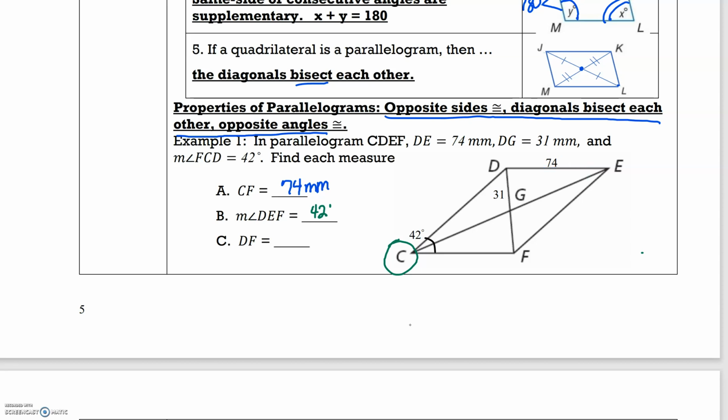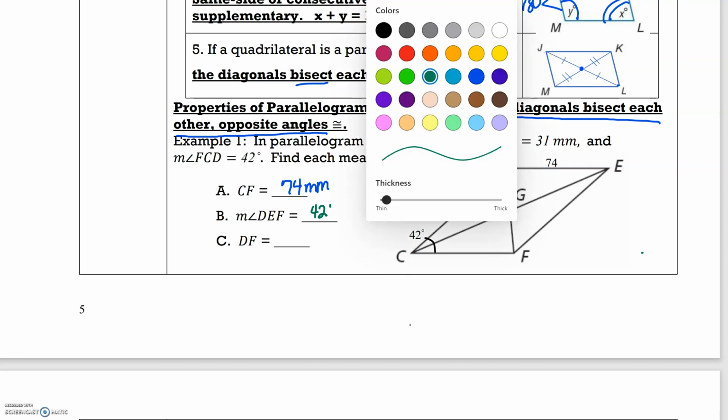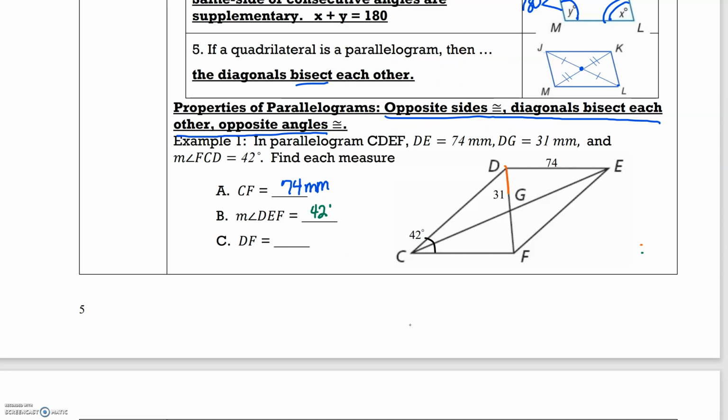And now we're going to look at DF's length, which is this whole diagonal. Well, we know this part, 31, which it said diagonals bisect each other, which means that this part is going to be the same as this part. So it's 31.